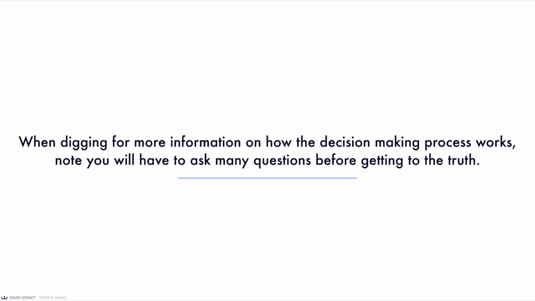Now, when you're digging for more information on how the decision-making process works and who the authority figures are, you have to take note that you've got to ask a lot of questions before getting to the truth. That's what I mean when I say customers and prospects lie, intentionally or unintentionally. That's why you've got to keep asking these questions to really understand what's going on. Because if you let it go, and they say they'll think it over, that's not good enough. You need to understand what exactly they need to think about, what timeline they need, and who needs to think about it. You need to answer these questions if you want to make a successful sale.